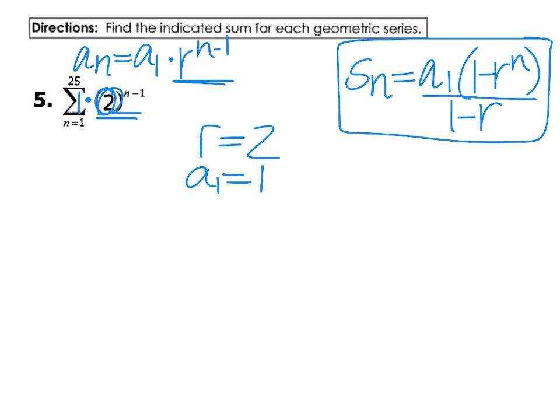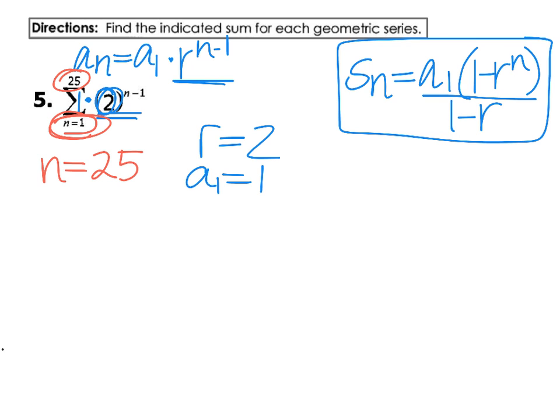And another way we can find that first term is just by plugging in n equals 1. That's our first term. So when n equals 1, we get that the answer is 1, because 2 to the 1 minus 1 equals 2 to the 0 power. Anything to the 0 power equals 1. And then the other piece of information we need is our n. In order to find our n, what we want to do is take 25 minus 1, subtract them, add 1. 25 minus 1 gives us 24, plus 1 gives us 25.